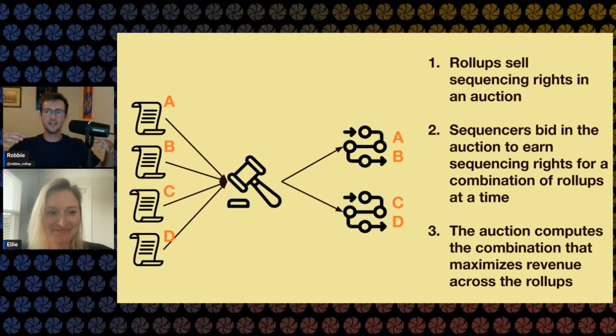Will we see a layer on top, if you will? We have the rollups, then we're going to sequence the rollups in a sequencer marketplace. But are we going to need a marketplace to sequence the sequencer marketplaces? This is a good question.